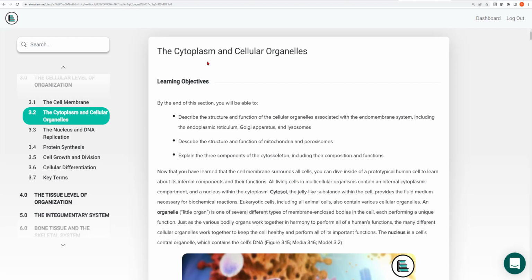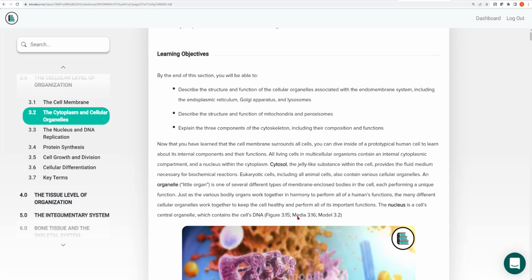So when you're inside the cell, we say that the liquidy jelly stuff that's inside the cell is the cytosol. That's just the liquid. And when you take that liquid called the cytosol and you mix it with all the organelles, the little organs that are found in the cell, we now call that combination of stuff the cytoplasm. Okay, so the cytoplasm.